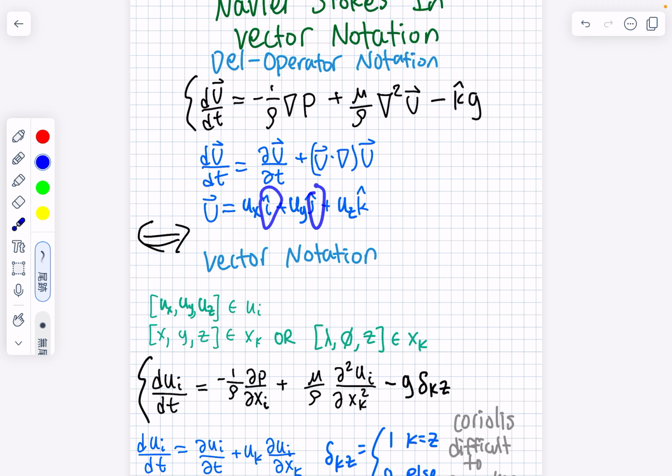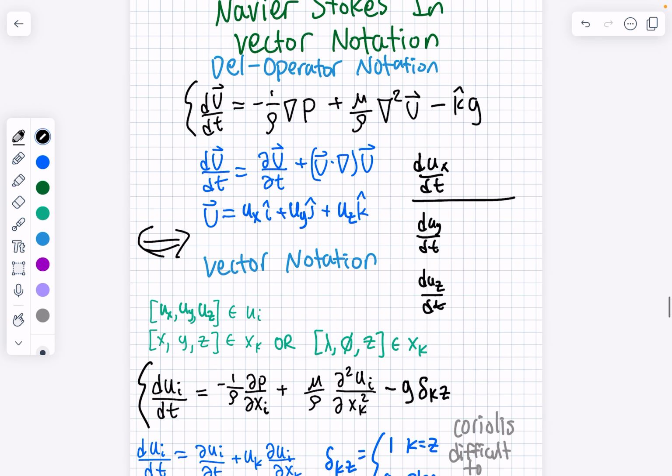i is the x direction, right? j, and then k is z. So you write it like this, and this is really an equation. This equation will turn into an equation like this. It'll be dux/dt, duy/dt, duz/dt. Right? This is one equation, this is another equation, there's another equation. The pressure gradient will be here, like dp/dx, equals -1 over rho dp/dy, etc.